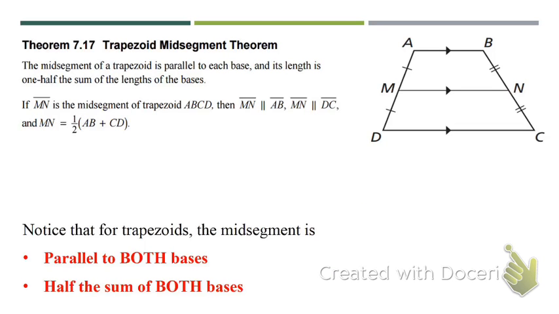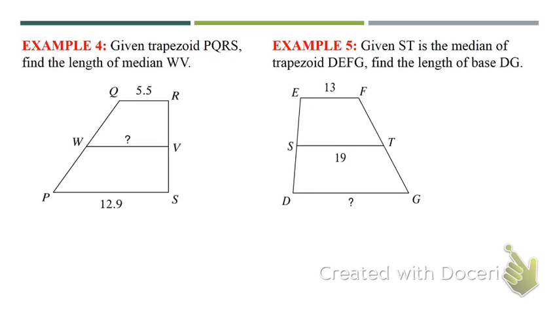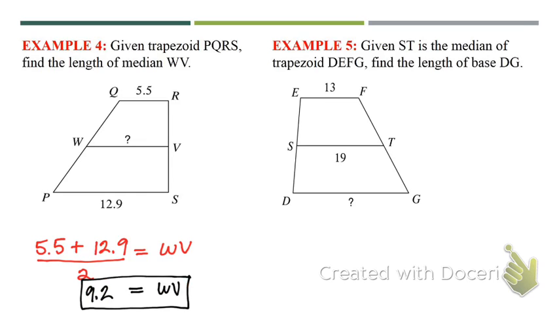Therefore, the trapezoid mid-segment theorem says if you add up both bases and take half of it, it equals the mid-segment. So you're going to take the average of the two bases. Notice that the mid-segment is parallel to both bases. So, given that information, how do you find WV? Well, you would just add up the length of the two bases and divide by 2. Simple.